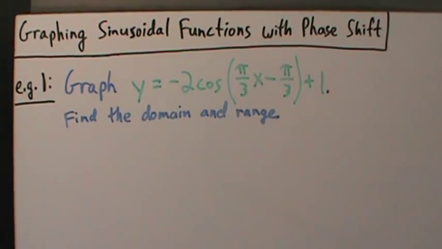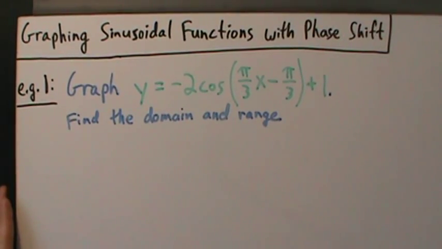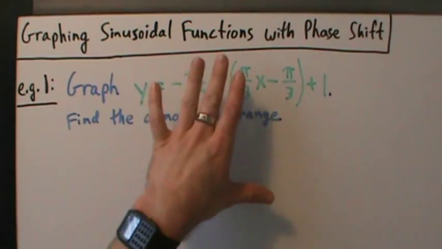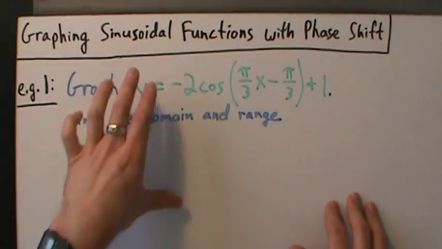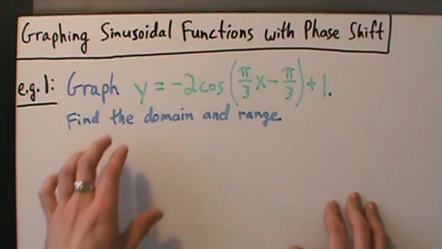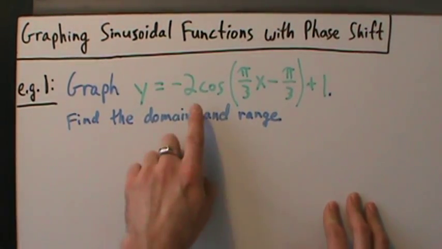Okay, now that we've talked about phase shift and did some examples with it, we're ready to start doing some graphing with phase shift. So here's example one of graphing a sinusoidal function with the phase shift. Remember, sinusoidal is just a fancy term for sine or cosine. So here in example one, we have a cosine.